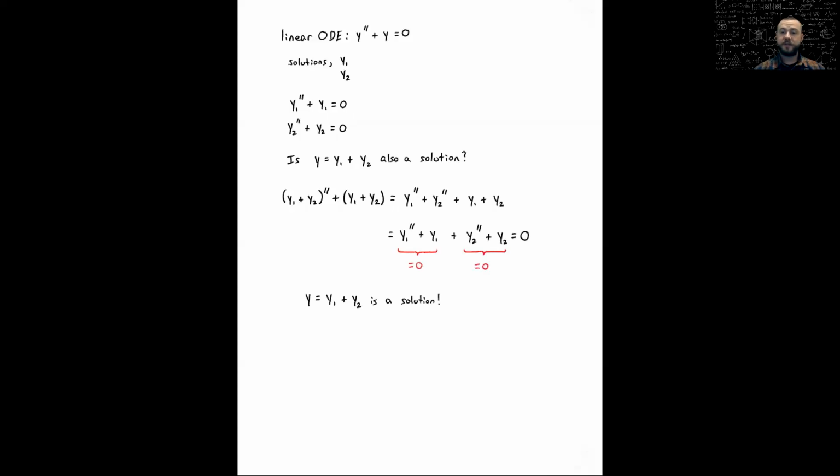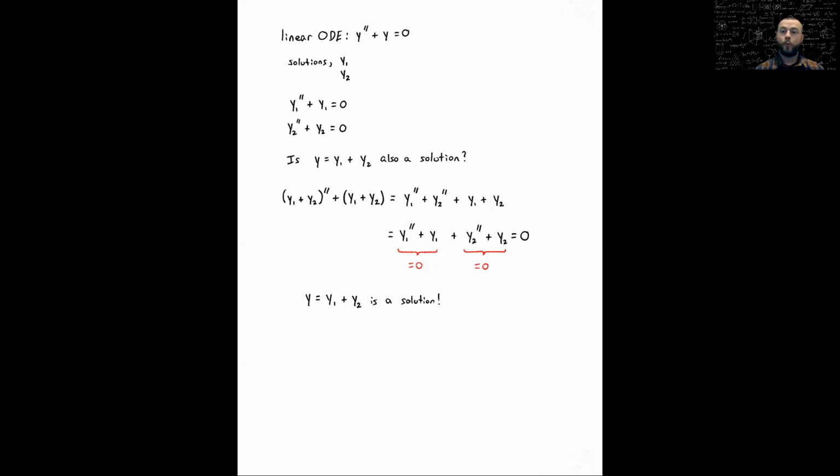We can rearrange it in this form, and we can see that y1 double prime plus y1, well, since y1 is a solution, we know those two terms add to 0, and likewise for the same two terms for y2, y2 double prime plus y2. y2 is also a solution, so that becomes 0. All right, and if we check, 0 plus 0 gives 0. So the answer here is yes, y1 plus y2 is also a solution.